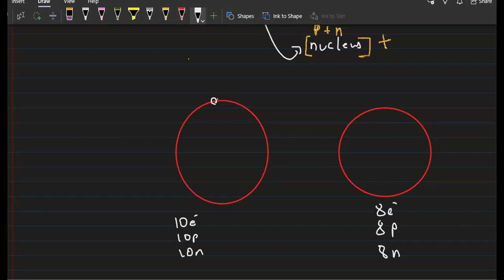Okay, so there are different questions. Usually the number of protons and electrons are always the same in a neutral atom. This is what you have to know. Number of protons and number of electrons are the same in a neutral atom.